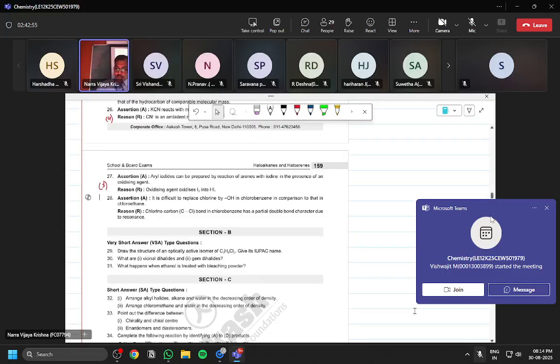It is difficult to replace chlorine by OH group in chlorobenzene in comparison to that of chloroethane. Correct. That's why Dow's process is difficult. Chlorine carbon bond has partial double bond character. Correct. Because chlorine will donate lone pair of electrons into that p orbital of carbon. So correct only, due to resonance. So both are correct. So answer is 1.